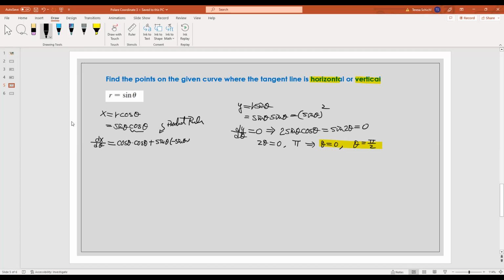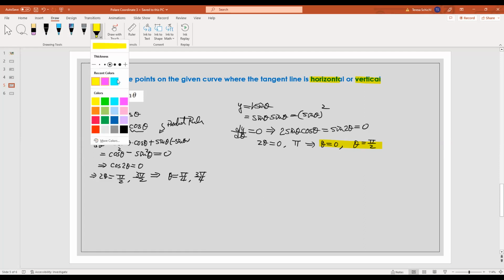All right, so now in here you will have cosine squared theta minus sine squared theta equal to 0. So what is that? That will be cosine 2 theta equal to 0, right? So that means 2 theta will be equal to pi over 2 and 3 pi over 2. So I will have theta equal to pi over 4 and 3 pi over 4.